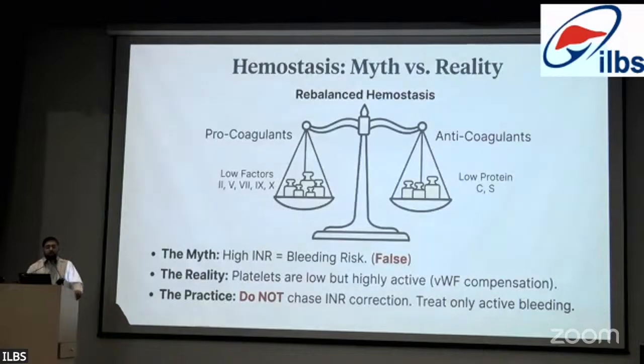So hemostasis, as we all know, INR is high in these patients, but do they bleed? Actually, the bleeding risk is not high with a high INR, because platelets are low but very highly active because of von Willebrand factor compensation. So we do not chase INR, we do not correct INR unless we think there is a risk of active bleeding.